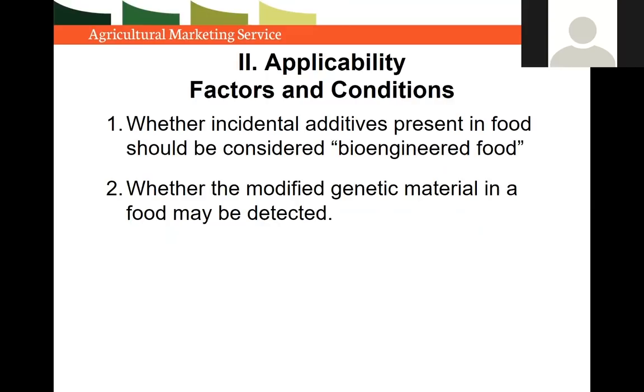The proposed definition of bioengineered food includes the first requested factor or condition, which is incidental additives, but does not include the second, which is detection. AMS seeks comment on whether the final rule should incorporate one or both of them into the definition of bioengineered food. The impact of adopting these factors or conditions would be to limit the scope of the definition of bioengineered food, thus potentially excluding certain products from disclosure.